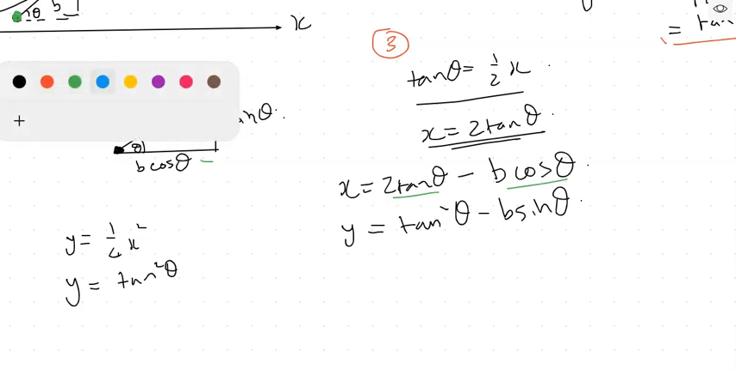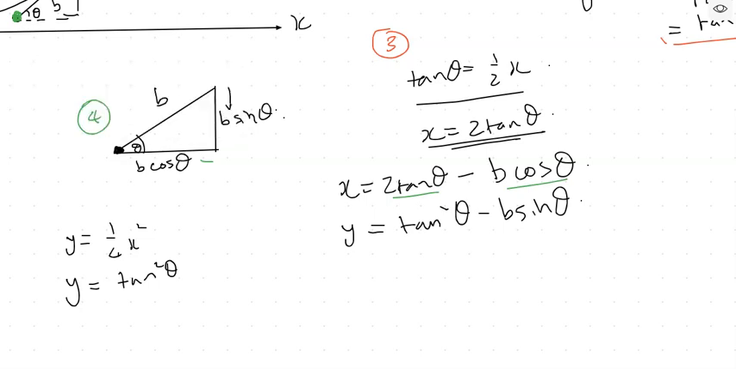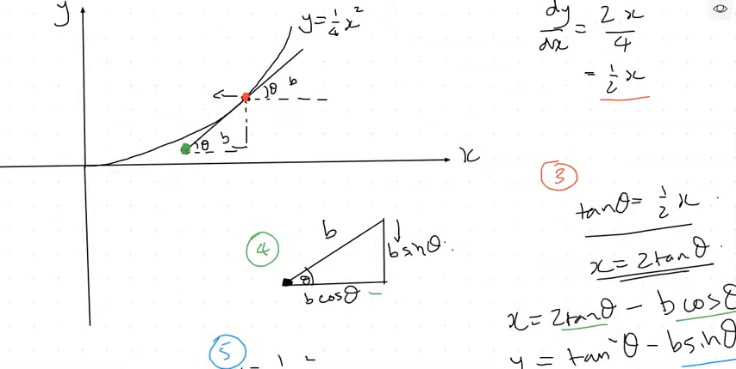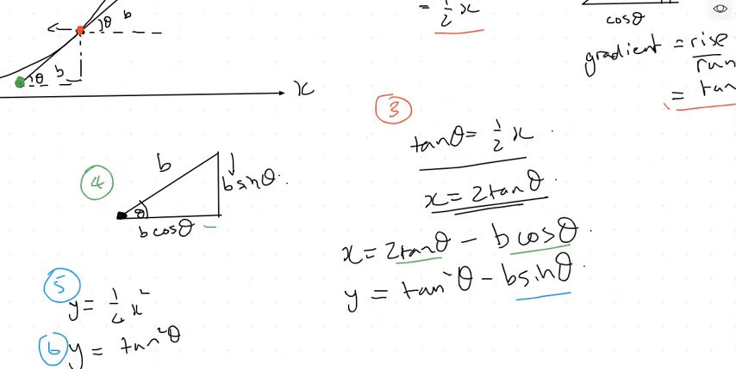And then number 5, I figured out what y was in terms of theta by putting my x in. And then I just took off b sine theta, the same as I did with the b cos theta. Okay, and that's the answer. Hopefully all that makes sense.